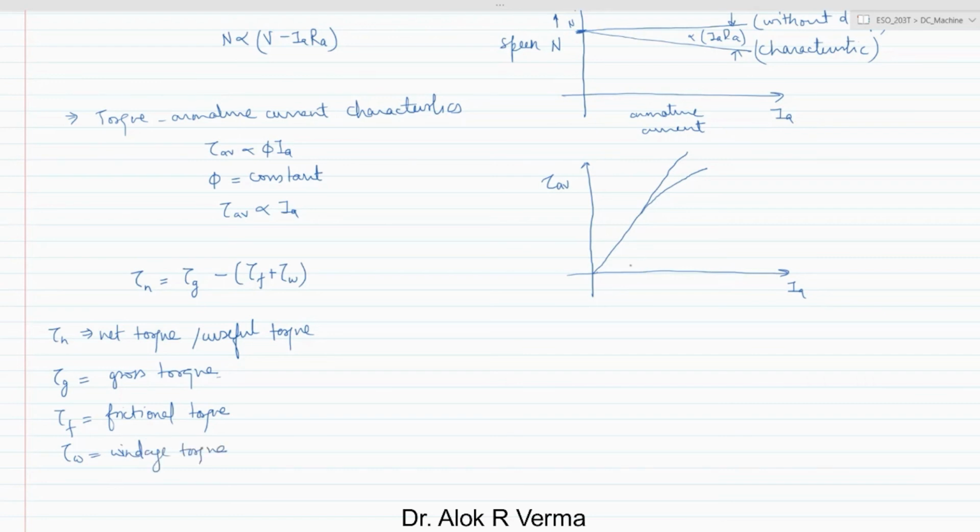So here we'll have a parallel characteristic which is very close to this, and it will just go this way. This is ideal, and then this will be tau n, which is presented by this. So this is tau n, the characteristic between the torque and the armature current.